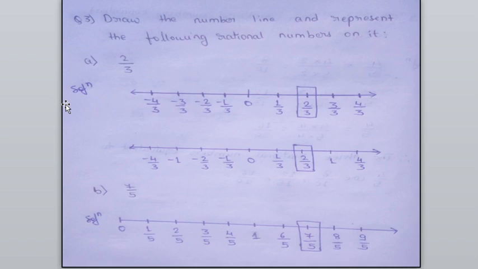Next, question number 3. Draw the number line and represent the following rational numbers on it. This question also I explained to you in the introduction part, this type of question, how to place the rational number on a number line. So here 2 by 3 is given, which we have to represent on a number line. First draw a number line, then mark the 0 there, which is the midpoint, and as I already explained, on the right hand side we write all positive numbers and on the left hand side we write all the negative numbers. So start with 1 always.